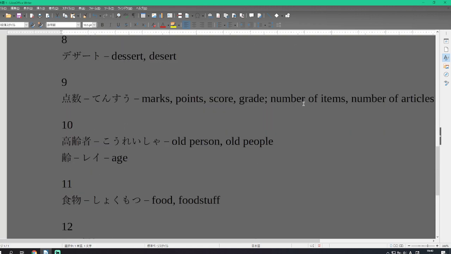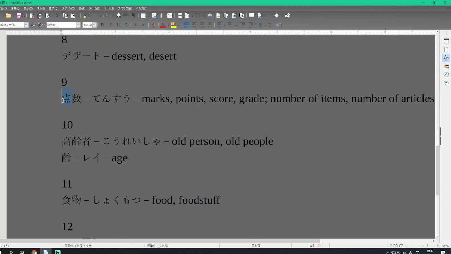Number 8's an easy one. No kanji here, just desato, which is either a desert or dessert. Is it dessert or the desert?